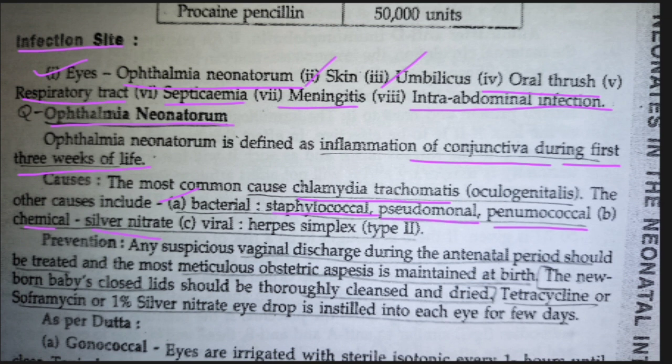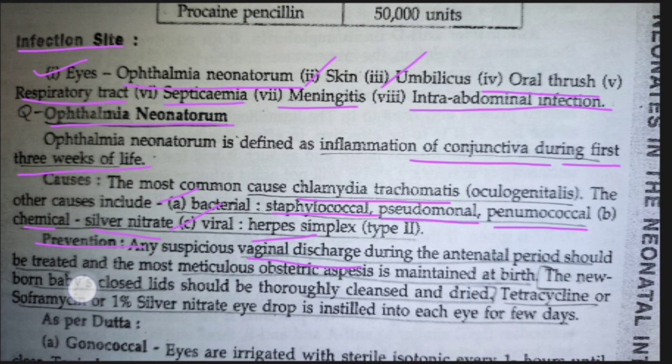If it is used at a normal level, no need to worry. It will not lead to infection or inflammation. And a virus like herpes virus type 2 can also cause ophthalmia neonatorum. At the time of delivery, because of the vaginal discharge, the baby might get this condition. So, soon after birth, we need to clean the baby well.